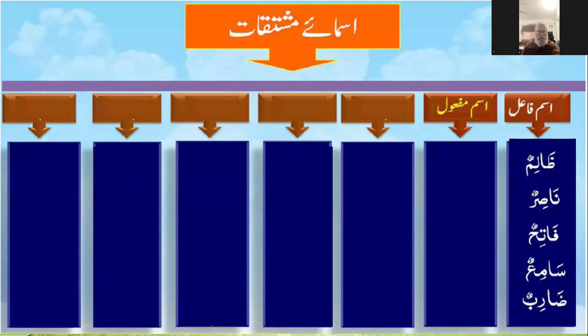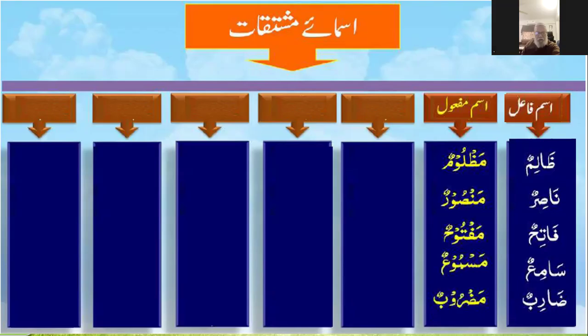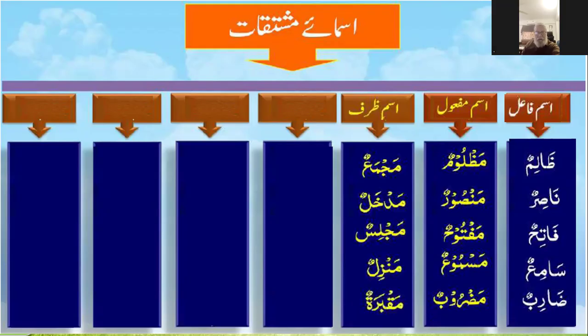The second ismi mushtaq is ismi maf'ul. That is also derived from the masdar, just like mazlumun, mansurun, maftuhun, masmu'un, madrubun. The third type is called ismi zarf. They are also derived from the masdar, just like majma'un, madkhalun, majlisun, manzilun, maqbaratun.